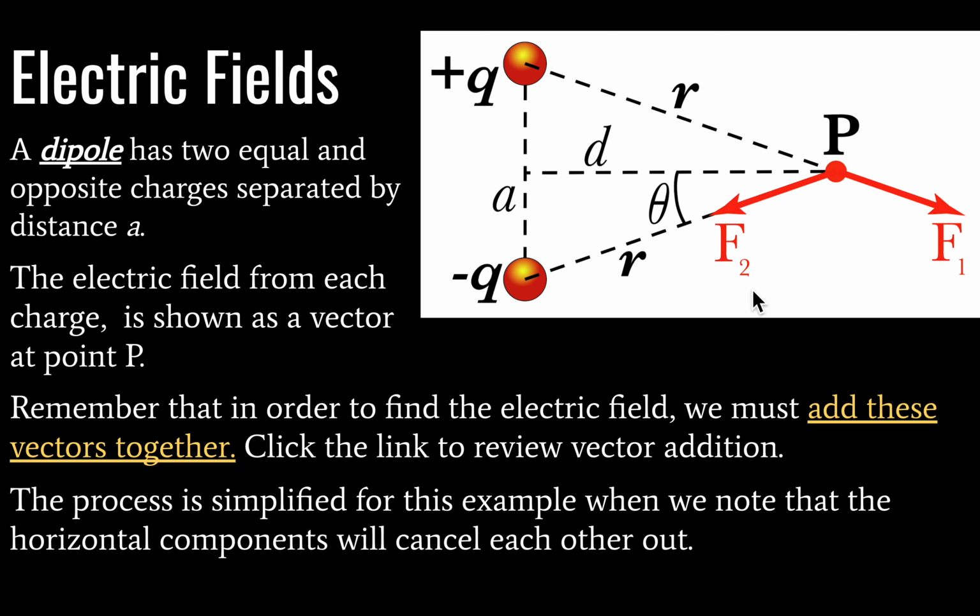Okay, when we're adding these two particular vectors together, it's a little bit easier because our horizontal components of each vector will cancel out because the magnitude of these vectors is equal due to the magnitude of these charges being equal and the fact that they are equidistant from point P. So what we get then is a net force or electric field in this direction, pointing downward.